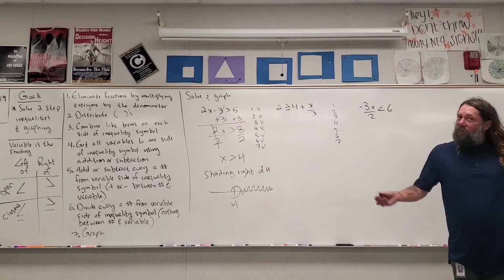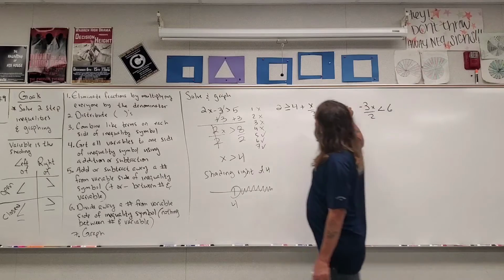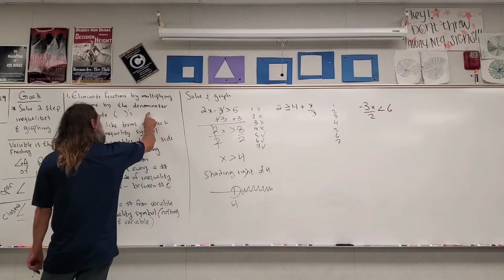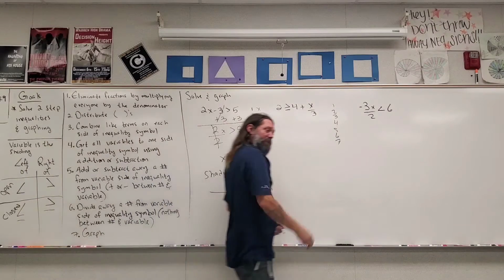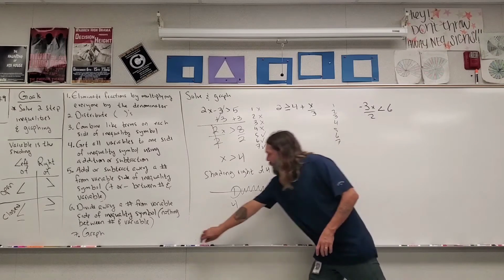All right, and again, I'm just going to go through and use the steps. If I have it, I use it. If I don't, I move on. Step 1, can I eliminate a fraction by multiplying everyone by the denominator? I have a fraction, so I can eliminate that fraction by multiplying everybody by the denominator.